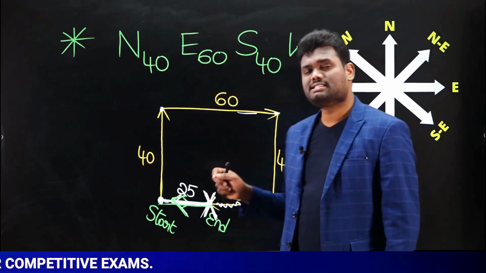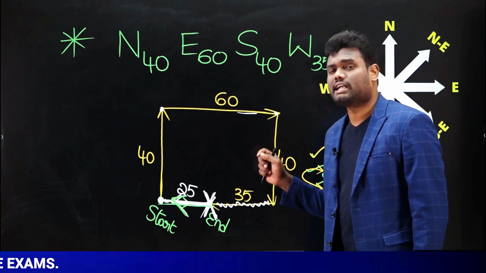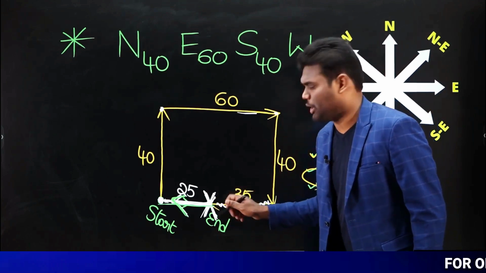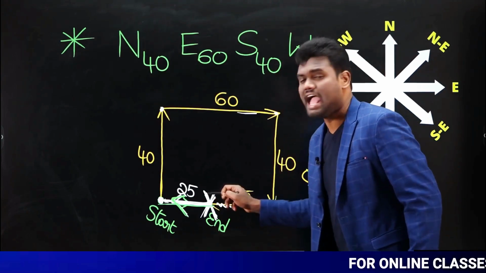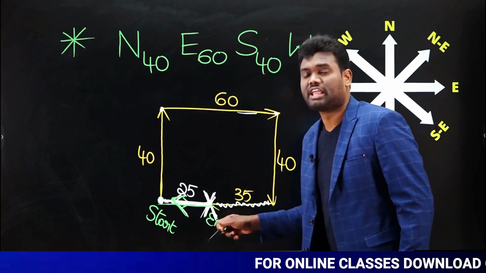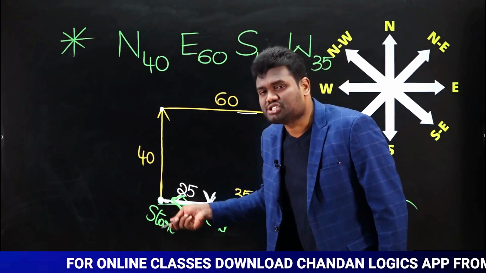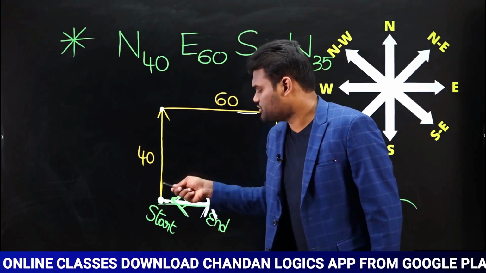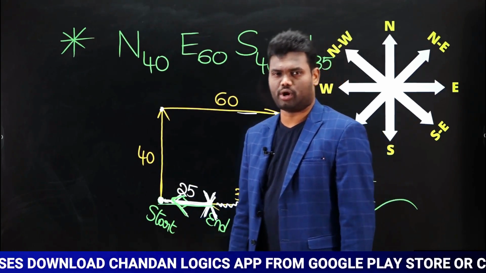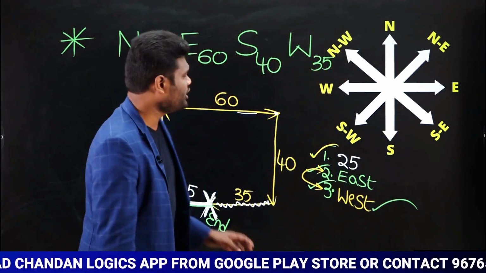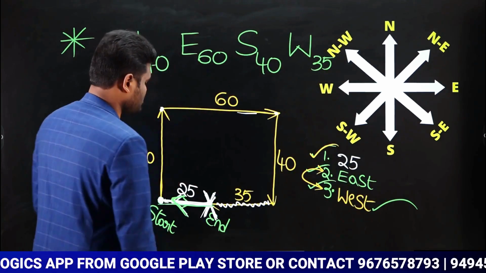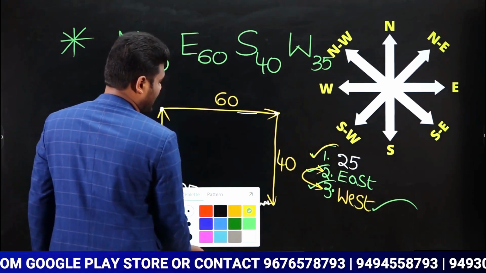Whenever I say, in which direction is the starting point from the ending point, when I say from the ending point, I need to look from the end. If I say, in which direction is the ending point from the starting point, I need to look from the starting point. Is that clear? Now I am going to say how to solve this question without using a diagram.